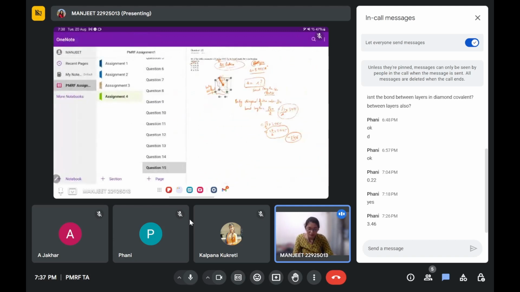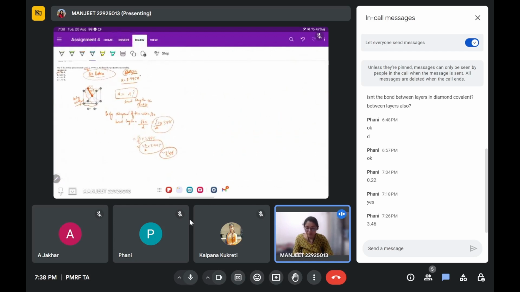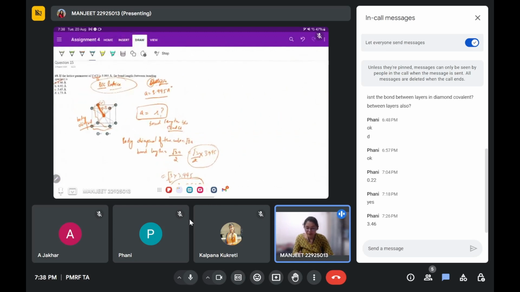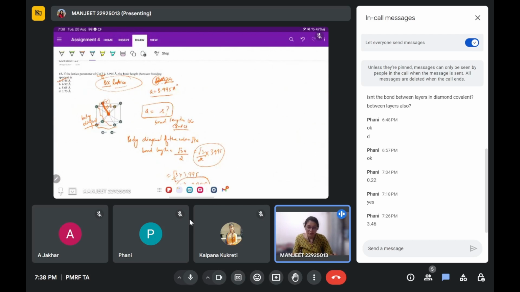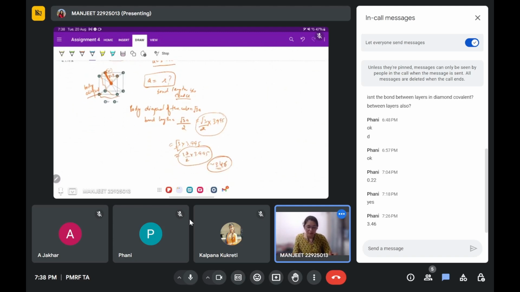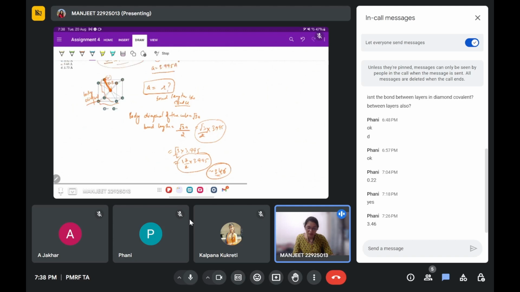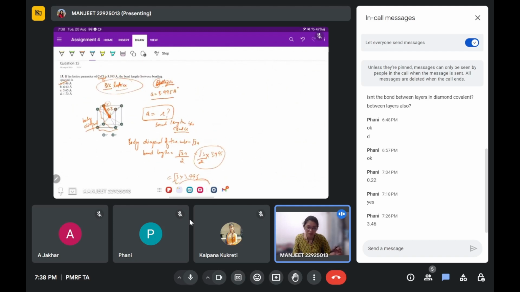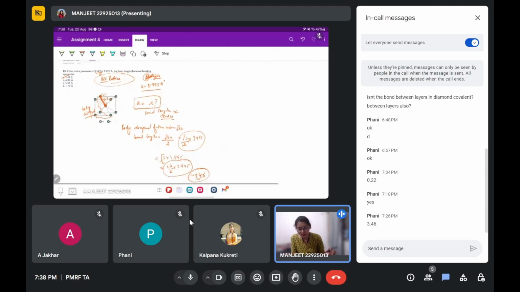In the last question, we have discussed what will be the bond length. We know that the cesium chloride exists in a BCC lattice, so your bond length will be half of the body diagonal. So just substitute these values. A is given, and when you put this value, you will get the bond length of the species. Okay, so this is all about assignment number 4.